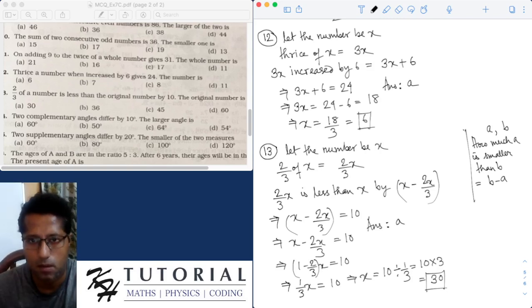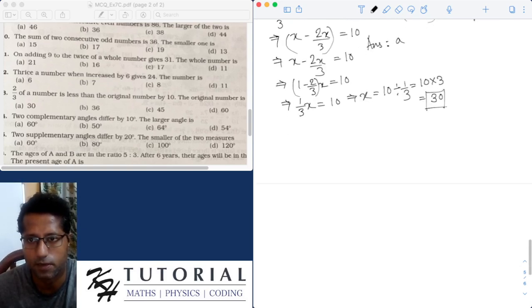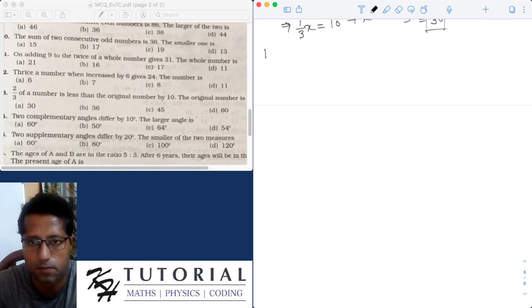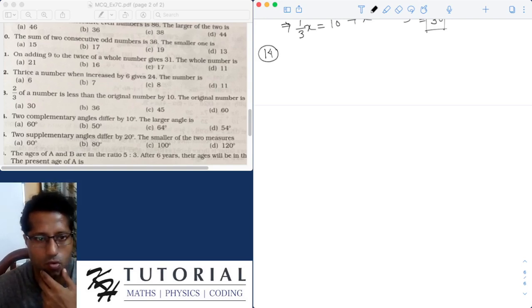Okay, let's do problem number 14, which says two complementary angles differ by 10 degrees. The larger angle is... Now I have a problem.